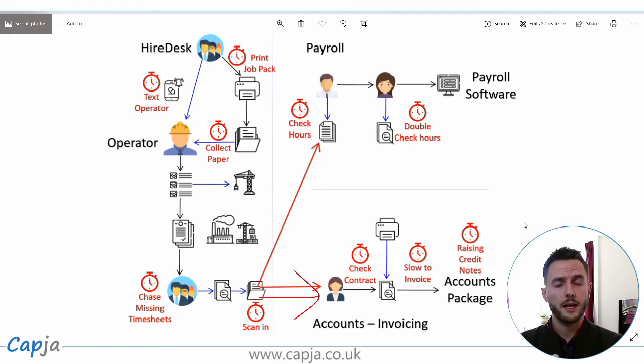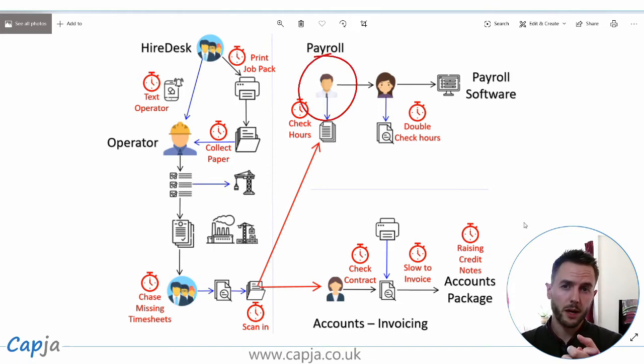As they've been on, let's say, a 2-day hire, they would need to send that information to the accounts department so that they can invoice for the 2 days. However, the payroll department needs to know at the end of the week. So effectively, they would be looking at all of the contracts that happened over the week, and then paying the operators that have done that job.